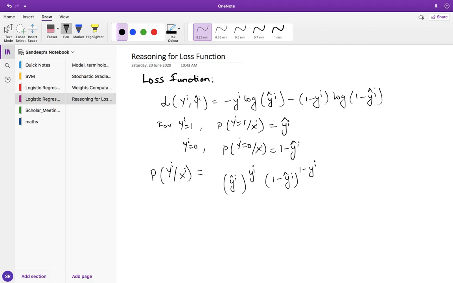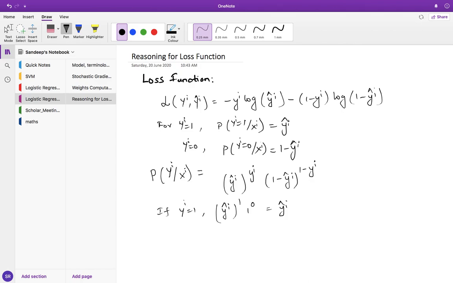For example, take yi equal to 1. So if it is 1, this exponent is 0, so this term would be 1. So what is happening? We are left with yi cap whole power 1 and 1 power 0. So this will be yi cap, and that is what we are getting here.